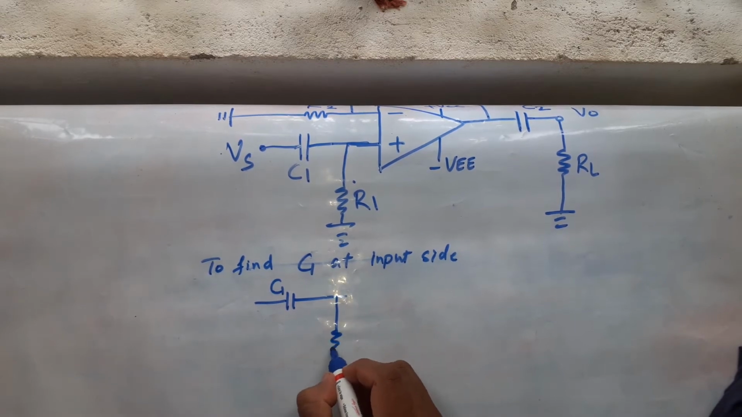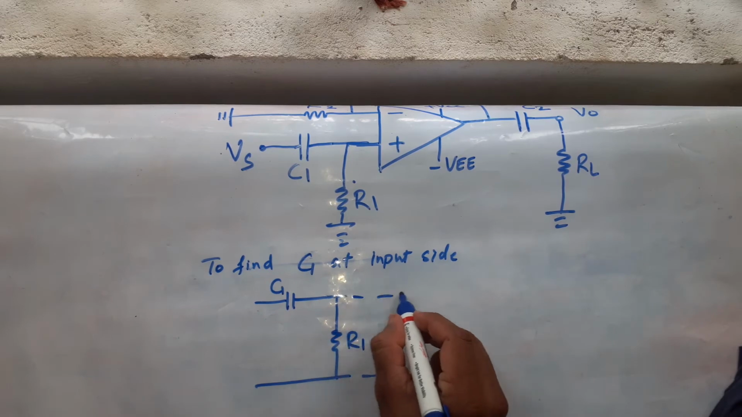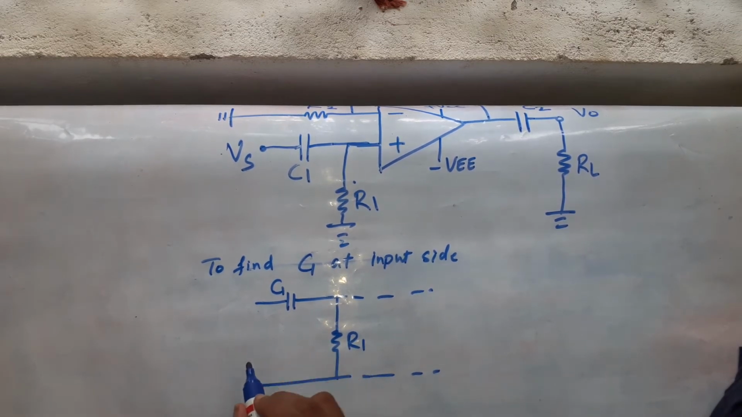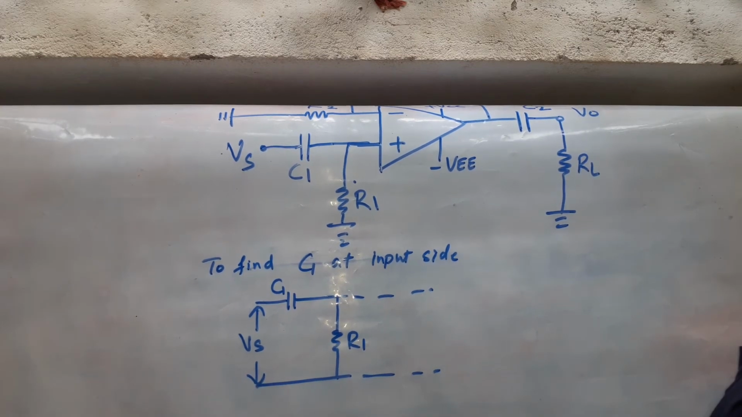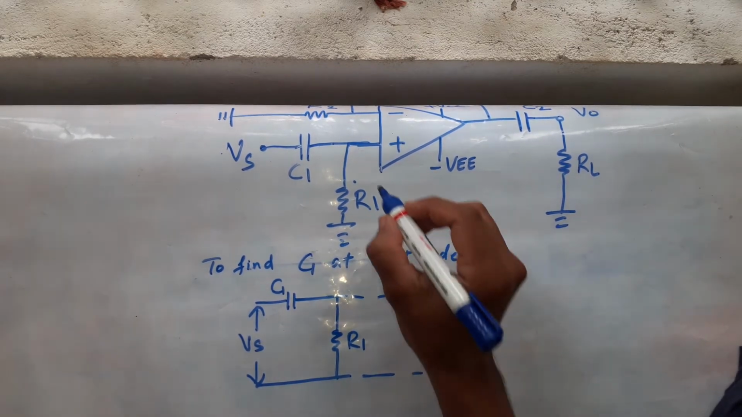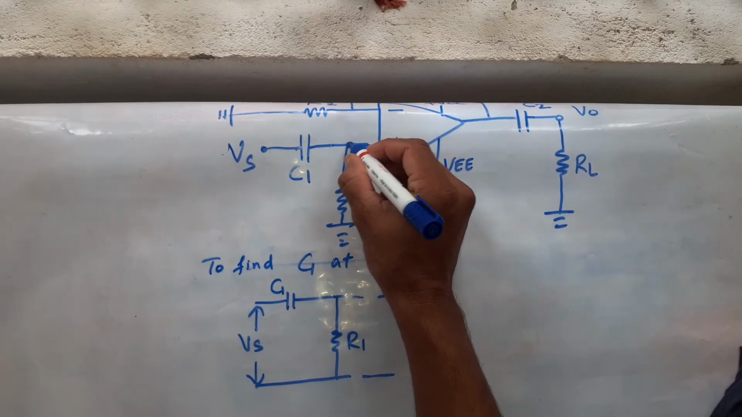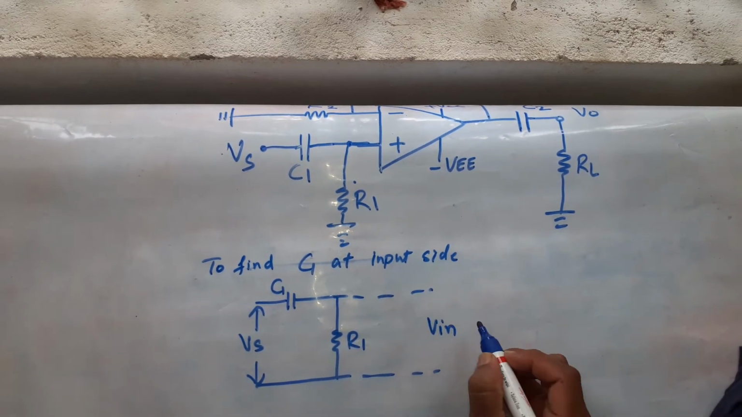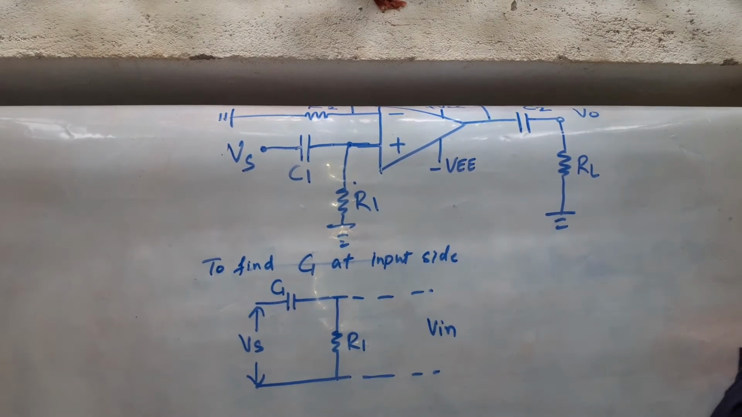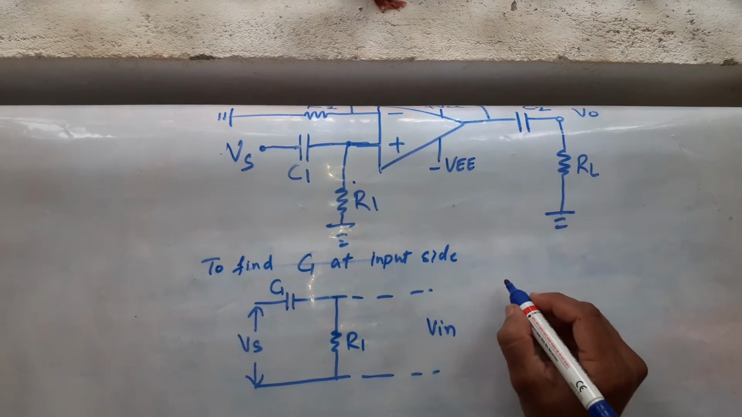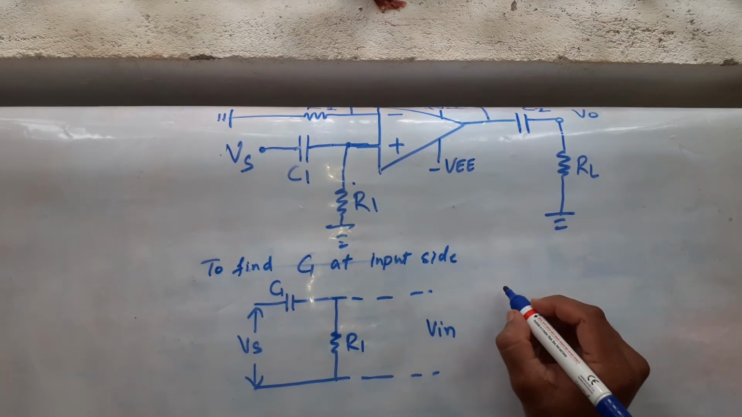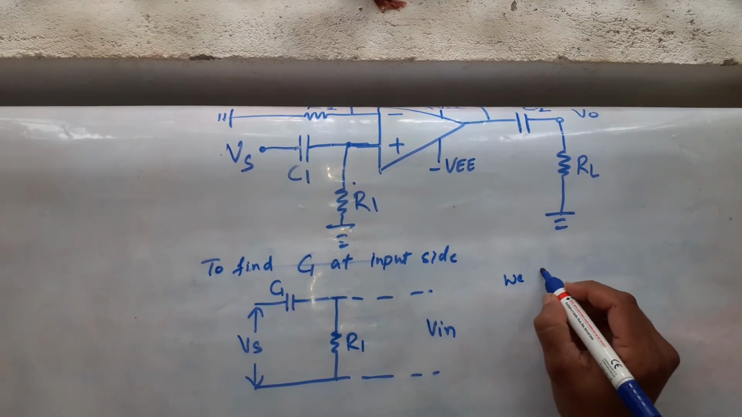This is our C1 and this is our R1. Applied voltage is Vs. And the voltage here, let me call it Vn, is going into your op amp, the input voltage for your op amp, right? Now I can write using voltage divider rule. You remember voltage divider rule?